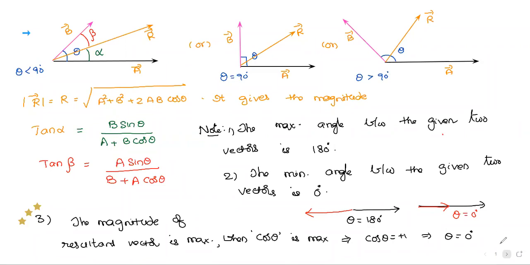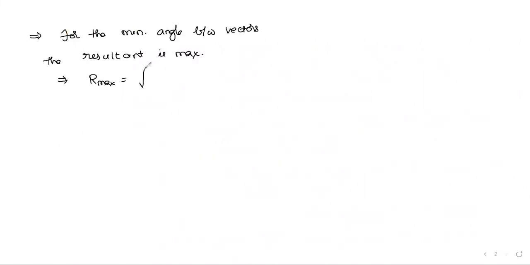When two vectors are parallel. Right. What is the answer? Root of a square plus b square plus 2ab cos theta. Yes, that is a plus b. Very good. R max is equal to root of a square plus b square plus 2ab, cos theta is 1. Okay. So this is nothing but a plus b whole square. So R maximum I am getting is a plus b. Right. This is the maximum magnitude. Keep in mind, R max magnitude is a plus b.